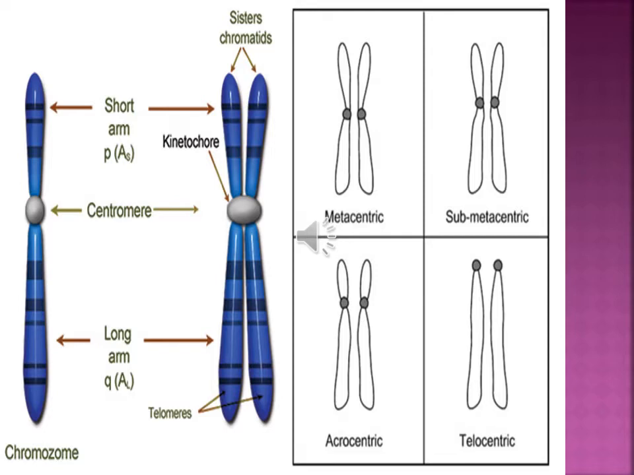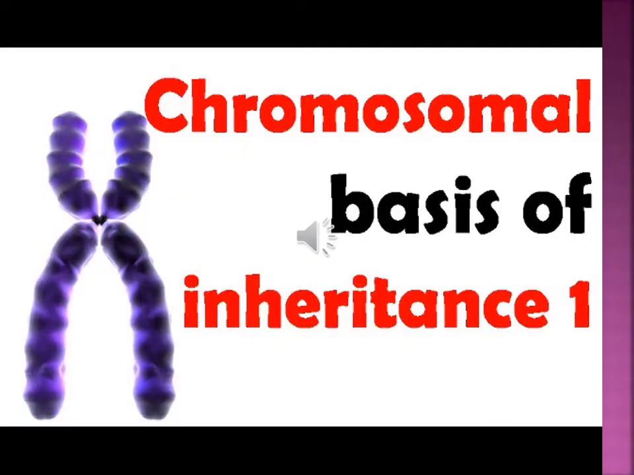Then there are four types of chromosomes. One is metacentric, the next is submetacentric, the next is acrocentric, and the next is telocentric. We can see the differences between the four types of chromosomes. Chromosomes represent inheritance.